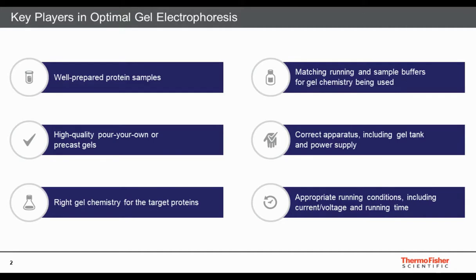These are the ingredients that are required to achieve an optimal gel electrophoresis. Well-prepared samples, high-quality protein gels, choosing the right chemistry for your target application and proteins, using the recommended buffers for that particular gel chemistry, using the correct gel running apparatus, and following the recommended gel running protocol, which includes information about current or voltage and running time.